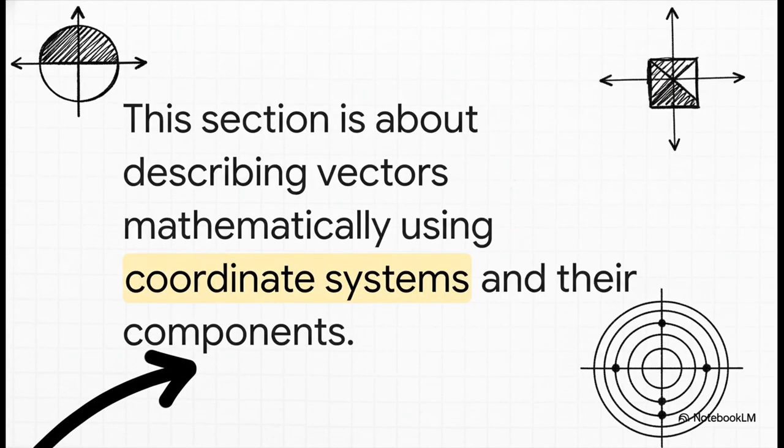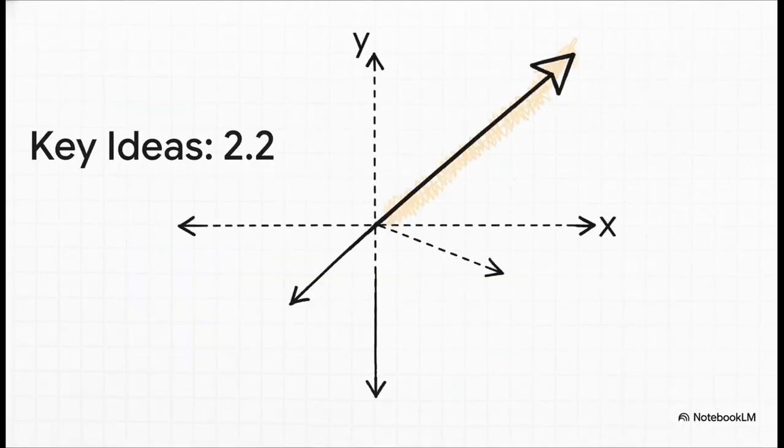Next up, Section 2.2, which is all about how we take this idea of an arrow and describe it in a way that's actually useful for doing math using coordinate systems. And this, right here, is where vectors become a superpower. By breaking a vector down into its components, kind of like its shadow on the x-axis and y-axis, we can solve really complicated problems. It's a total game changer, turning messy geometry into clean, straightforward algebra.